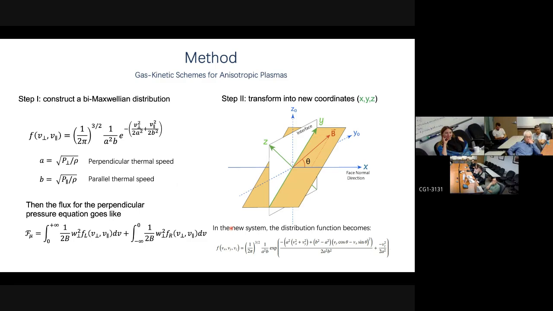Step two is the most important part. We rotate the coordinate system so that the new xy plane contains the magnetic field. Now the z direction computation is separated, and we don't have any magnetic field in the z direction. So the computation is pretty simplified, and we get a new distribution function in the new coordinate system.